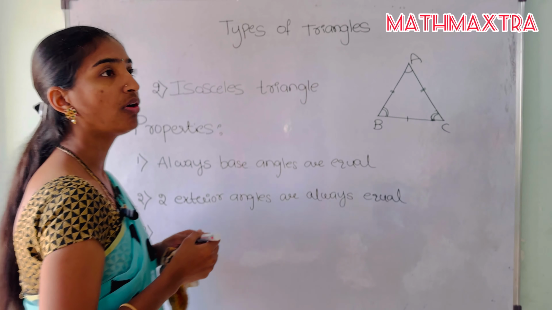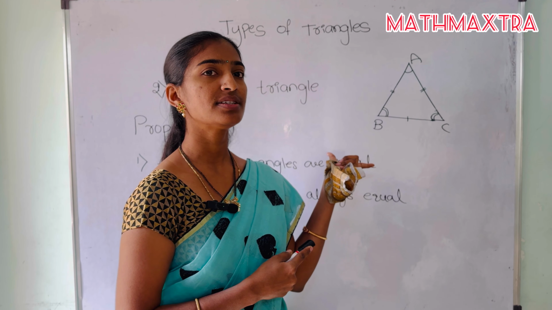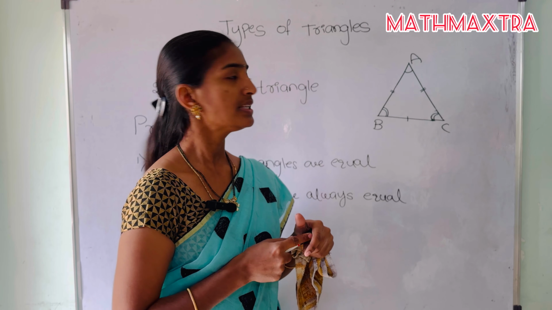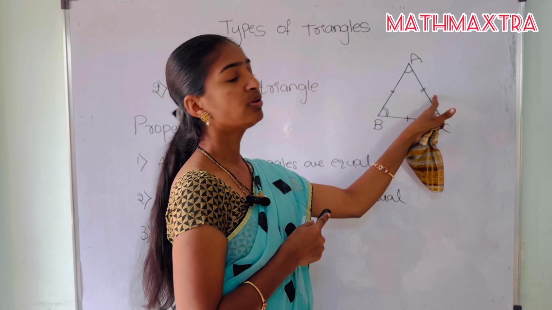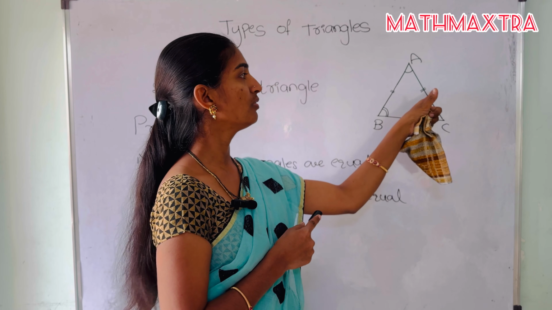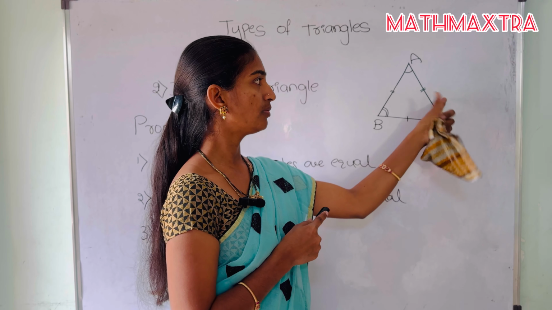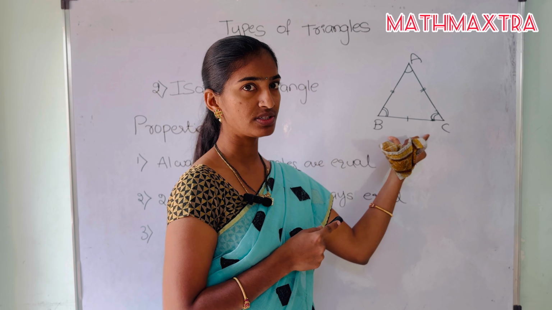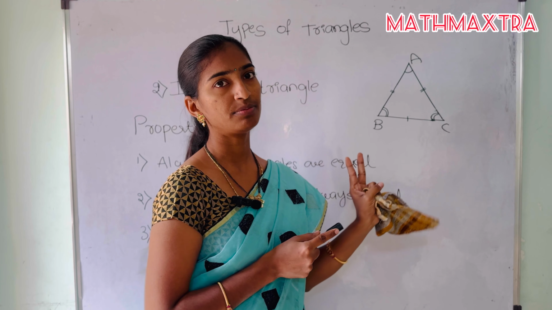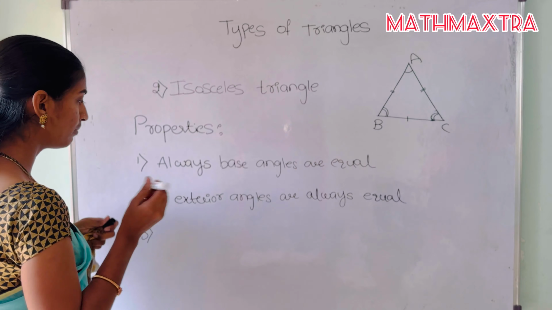How many measurements does it require to construct an isosceles triangle? See, these two are equal sides. By knowing only one measurement, we can know two sides, right? So one measurement, that is the equal side, and the other measurement is the unequal side. So these two measurements are required to construct an isosceles triangle. So how many measurements?